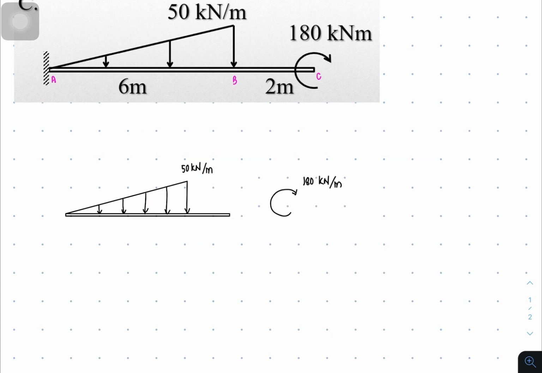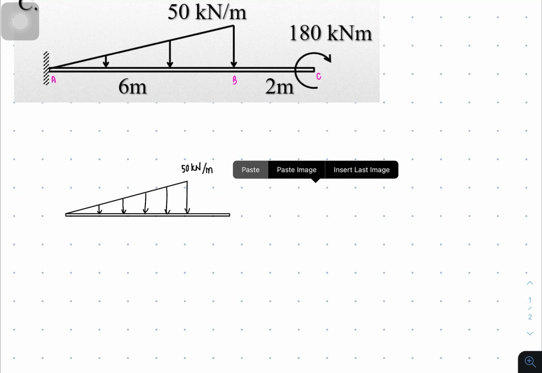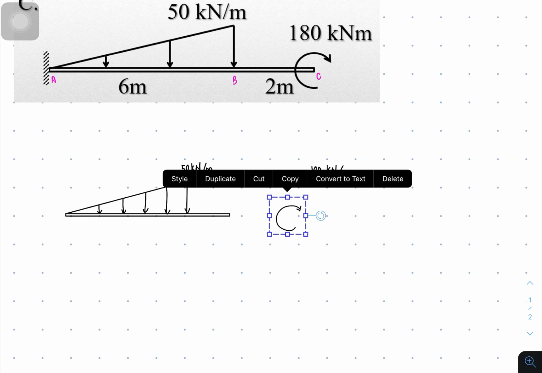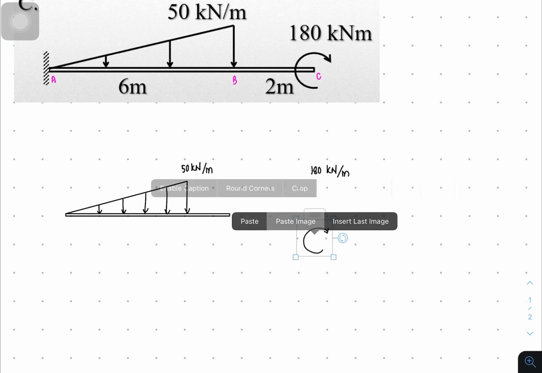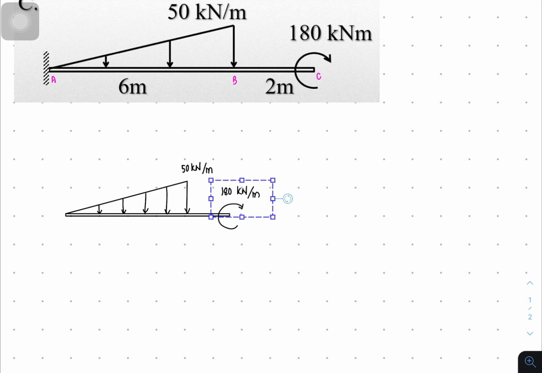Let's just delete this. So let's make this as a picture, and this one let's transfer it here.